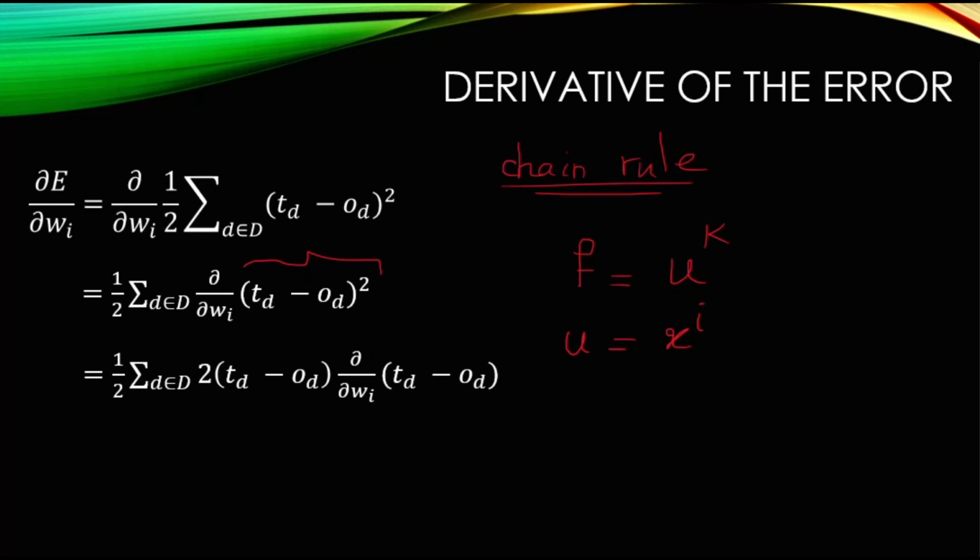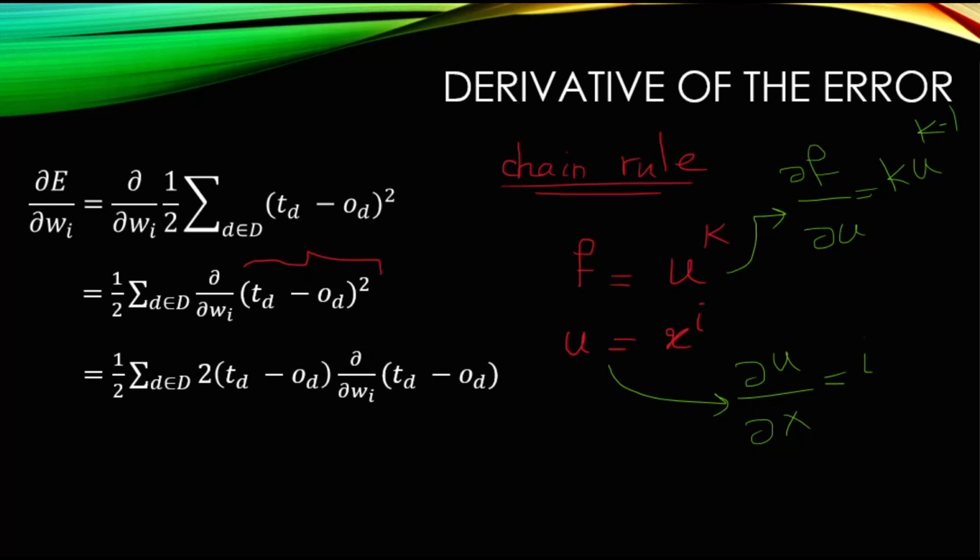Now, we know how to define the partial derivative of f with respect to u. That's simple math, right? So the partial derivative of f with respect to u, k comes down, u to the power k minus 1, right? So this is basics. And we also know how to do this with u, right? So the partial derivative of u with respect to x, remember, k and I are just numbers, they're just powers. With respect to x, again, would be I multiplied by x to the power I minus 1, right?